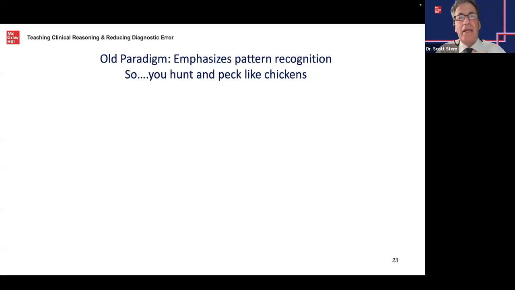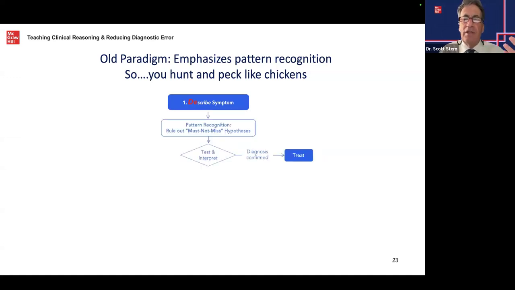So how does this apply to what doctors are doing on the ward? The old paradigm is really to see if you recognize the pattern. So we ask patients to describe the symptom. We see if there's a pattern that they recognize, and the human brain does this automatically. We look for patterns, and people will always do this, and that's fine. And we ask them to think about must-not-miss diagnoses. And if they recognize that pattern, to go ahead and try to confirm the diagnosis and treat the patient.